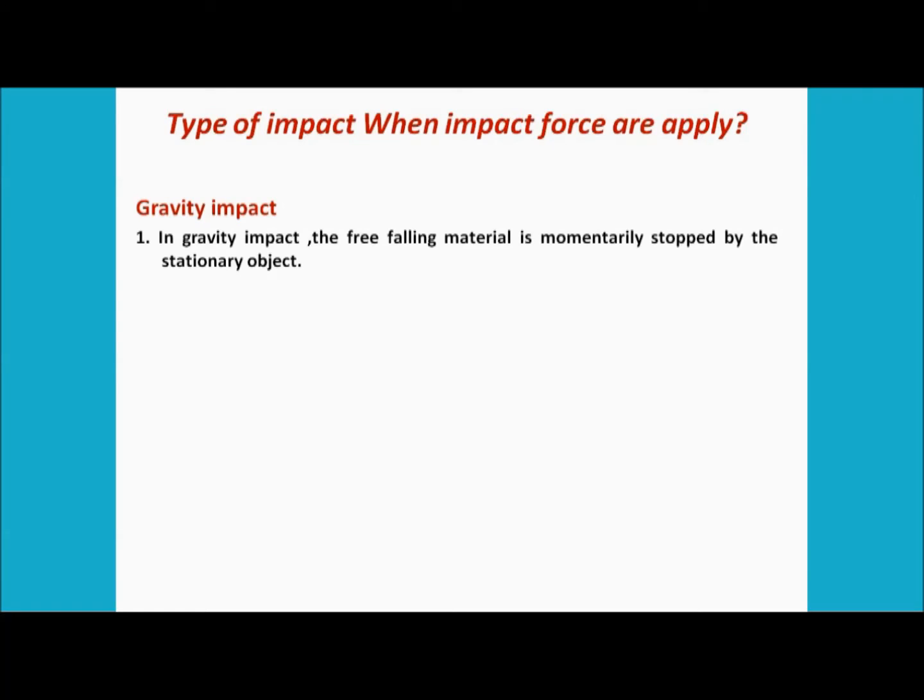It is the floor, right? This is the gravity impact. Now you see, for example, the coal is dropped onto a hard steel surface. The next one is the dynamic impact.